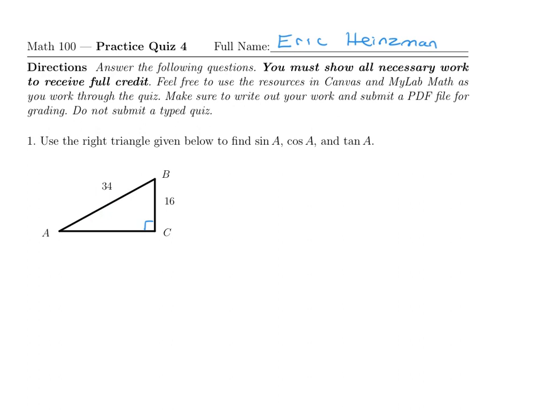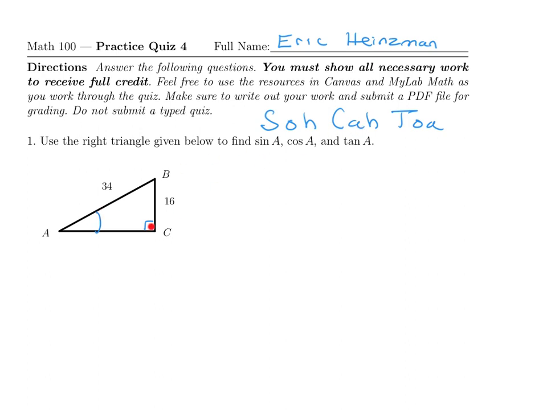Here we're talking about the measure of angle A, so we need to know the definitions for sine, cosine, and tangent. I'll write down as a reference, SOHCAHTOA. What this means is sine is defined as the opposite over the hypotenuse. Cosine is the adjacent over the hypotenuse. And tangent is the opposite over the adjacent to angle A.